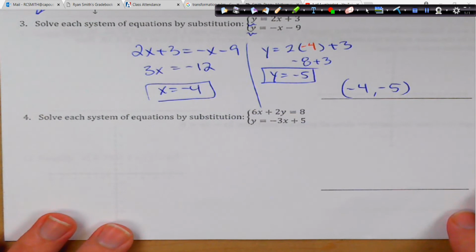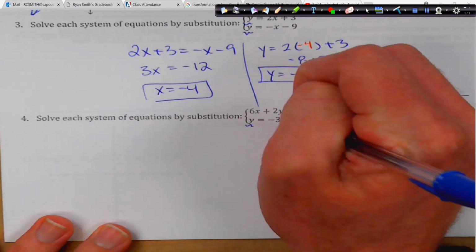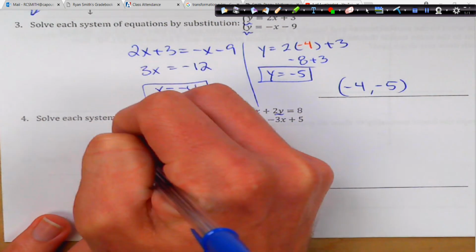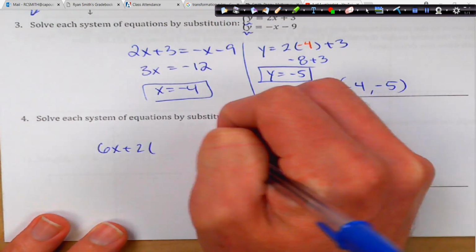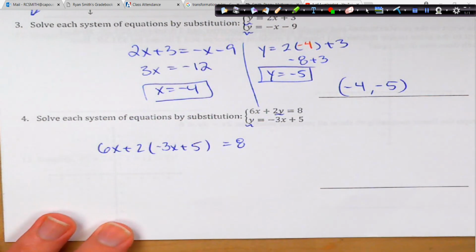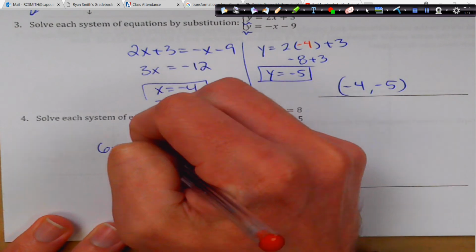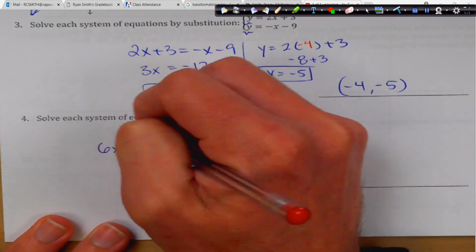Solve each system of equations by substitution. Again, we can substitute this piece in for that y. So you get 6x plus 2 parentheses equals 8. And we can put -3x plus 5 in there. So we just substituted y for what y equals, which is that. You have to remember to distribute.